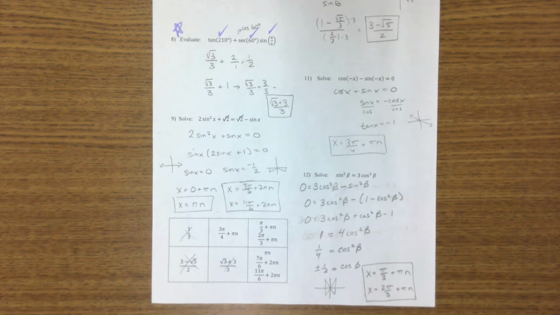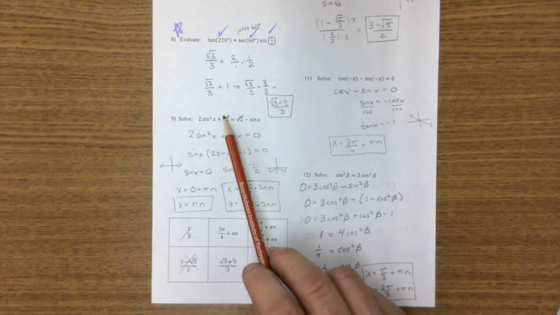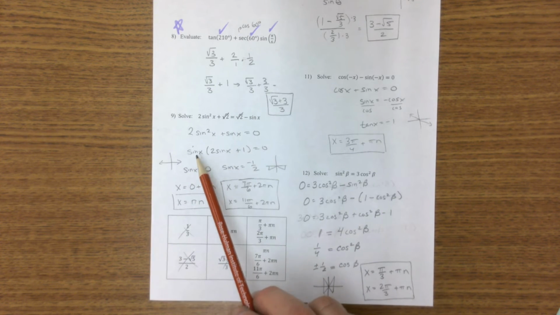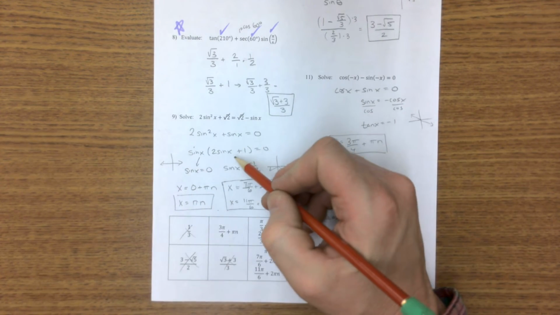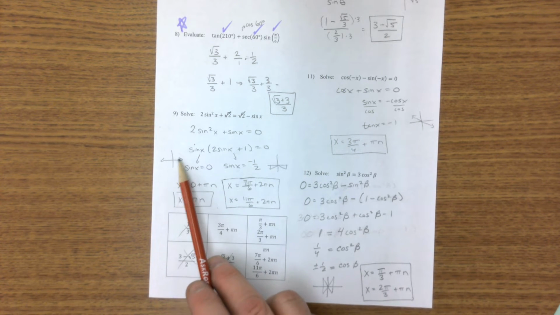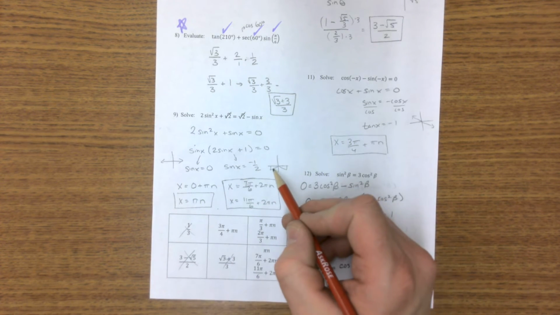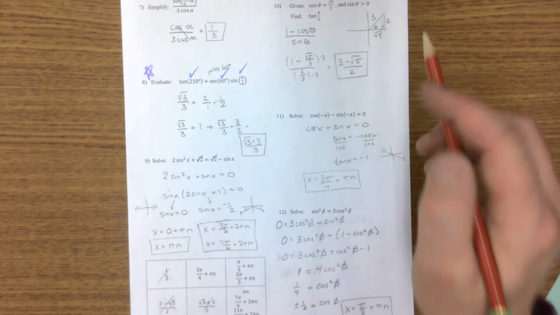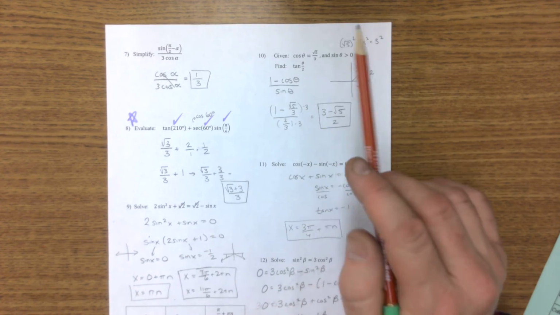Number 9, solving an equation. Subtract these away, add this over, factor out a sine, and now we can have the zero product property. And make sure you're drawing these triangles. This is where sine is 0, this is where sine's equal to negative 1/2. There's some answers. Number 10, cosine.